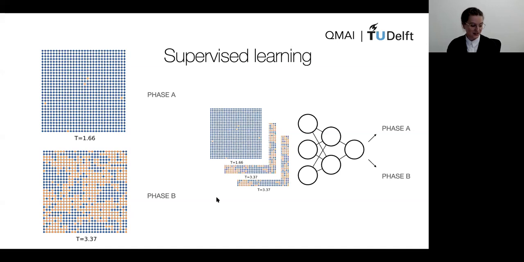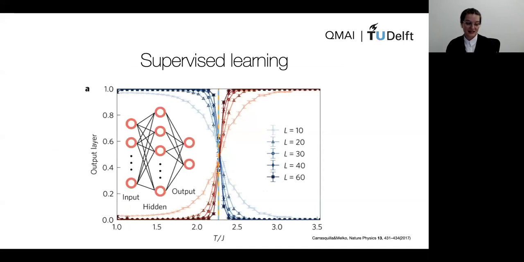This is something that Juan Carrasquilla and Roger Melko then did in 2017. And this is a figure from their paper where they exactly did what I just described. Fed in the neural network samples from different phases that were labeled with the phase. And after a while, the neural network learns to distinguish the two phases.